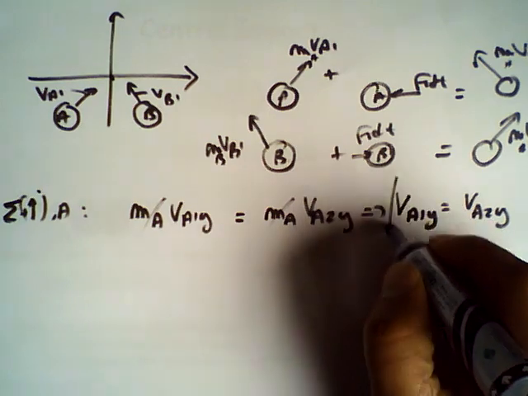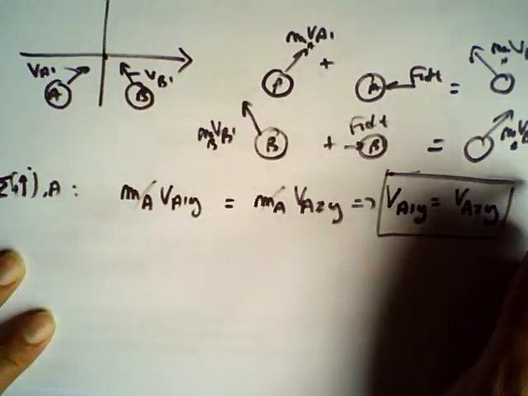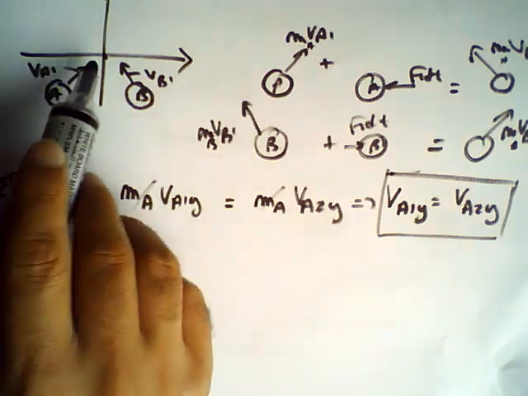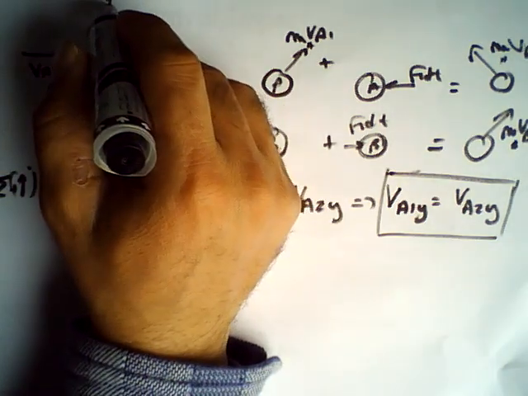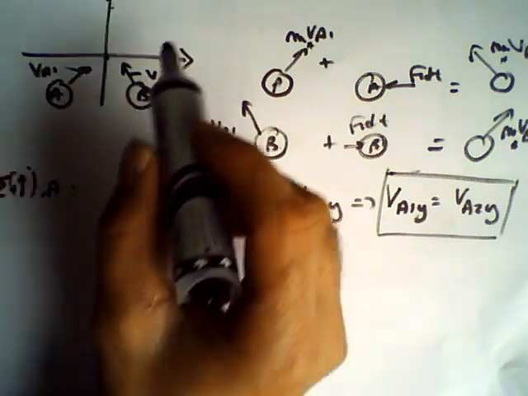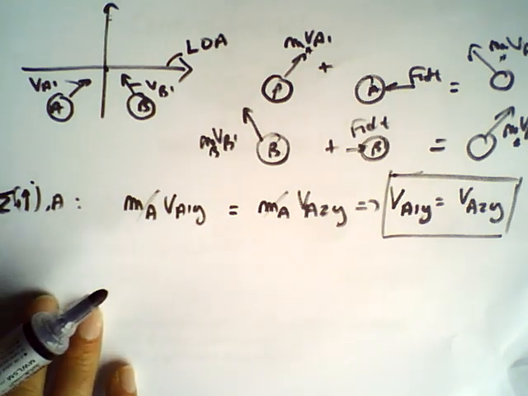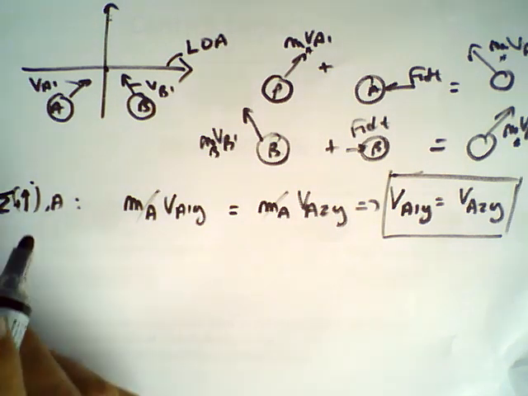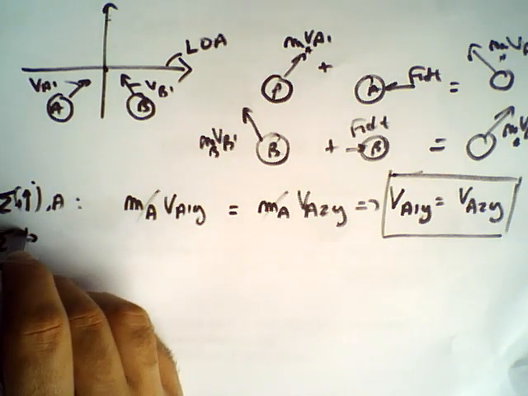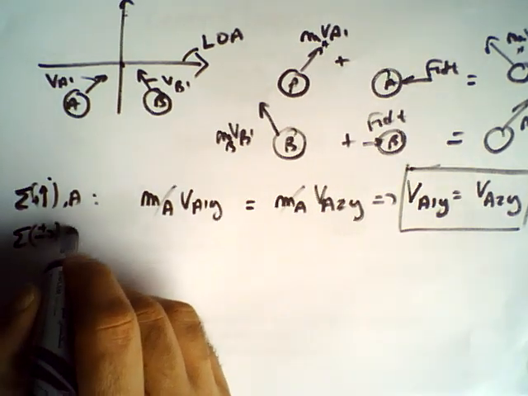So during an oblique impact, A and B will both have the same velocity along this tangent line, and this is the line of action, usually abbreviated as LOA. Alright, if I sum the impulses, and notice how I'm summing the impulses, this is a notation that you use, on A and B.